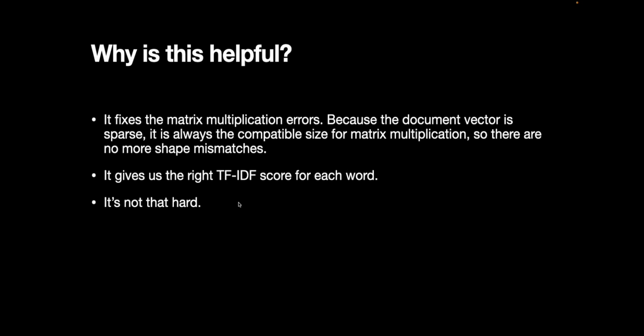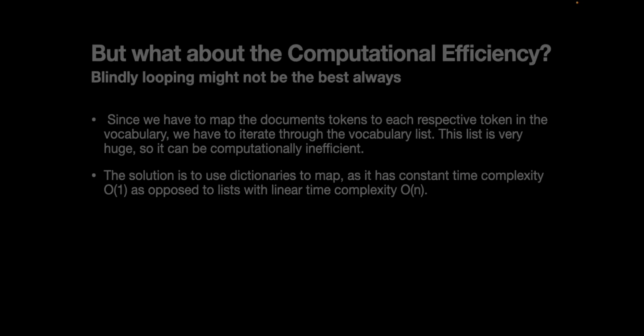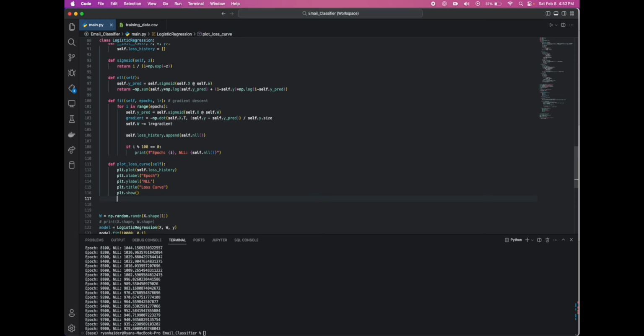Now, why is this helpful? It fixes the matrix multiplication errors. I talk about that a lot. It gives us the right TF-IDF, because if there's no other documents, you can't compute it again. It's also not that hard to do. Now, the computational efficiency might not be the best when you think about it first, but the thing is that this is not a list, it's a dictionary. So the time complexity is big O of 1 instead of big O of n, because it uses a hash table, so each of the keys has hash values. That's how we can do it very fast and have a constant time complexity. You can explore how that works, but that's basically how the dictionary is in Python. Very efficient.